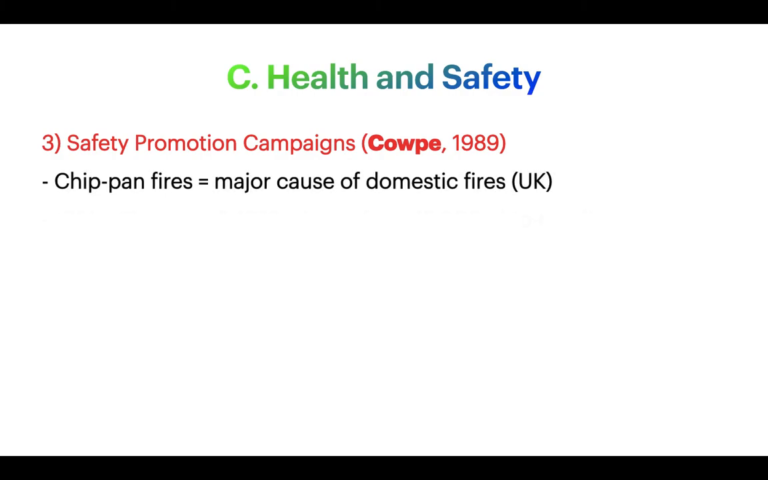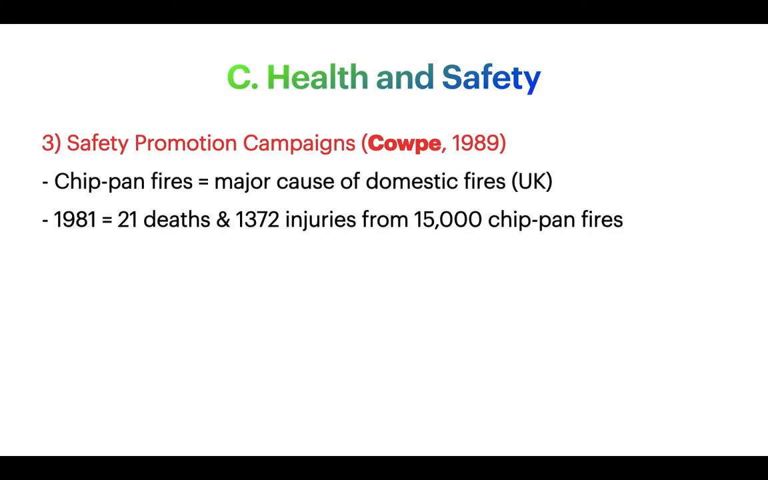Chip pan fires are a major cause of domestic fires in the UK. In 1981, they caused 21 deaths and 1,372 injuries from 15,000 chip pan fires. Can you imagine 15,000 chip pan fires? That's incredible. To me, that's incredible.